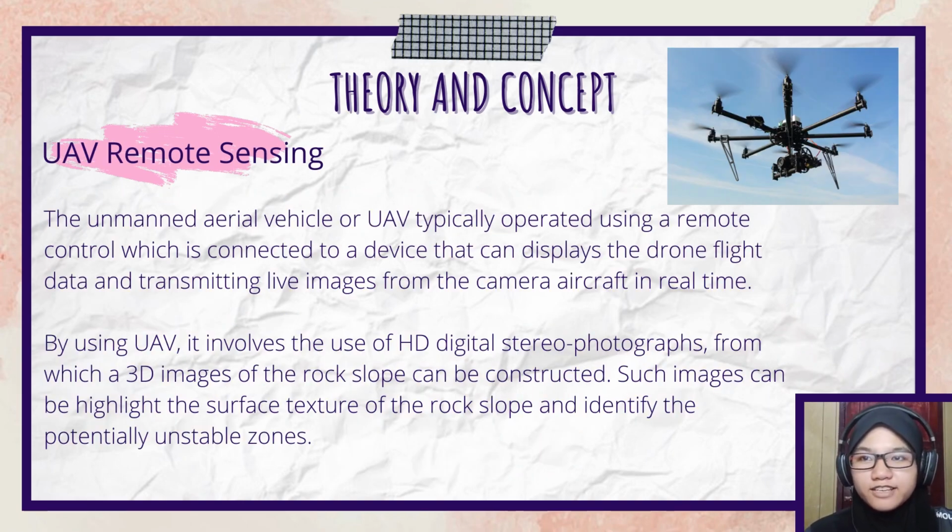Second, for UAV remote sensing, the unmanned aerial vehicle typically operates using a remote control which is connected to a device that can display the drone flight data and transmit live images from the aircraft camera in real time. Using a UAV involves the use of HD digital stereo photographs from which a 3D image of the rock slope can be constructed. Such images can highlight the surface texture of the rock slope and identify potentially unstable zones.